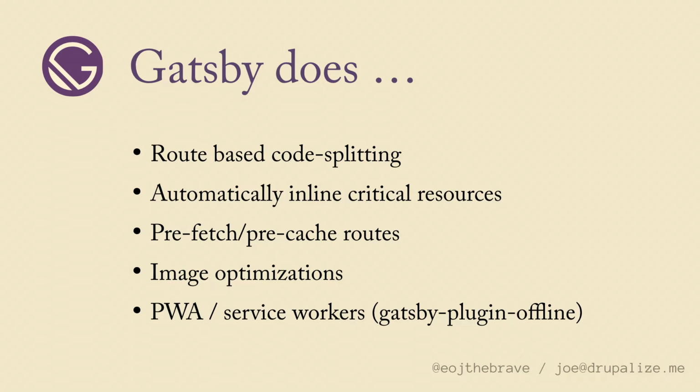Gatsby does route-based code splitting. So it is smart about understanding what CSS and JavaScript are necessary for each individual page. So when a route or a URL that you visit, it's smart about splitting out the code so that only the code that's required to make the page that you're currently viewing work is loaded for that page. It does things like automatically inlining critical resources. So you can define sort of this CSS is critical for the page to work versus this CSS is just necessary if you want it to look exactly the way that it was designed. You can inline that so it's a bit faster and the browser doesn't have to make additional requests for style sheets.